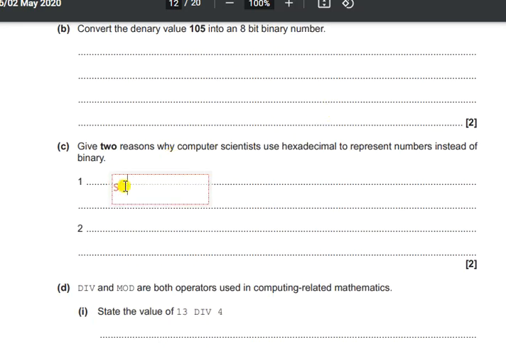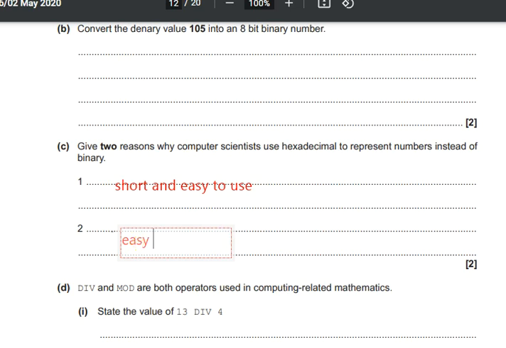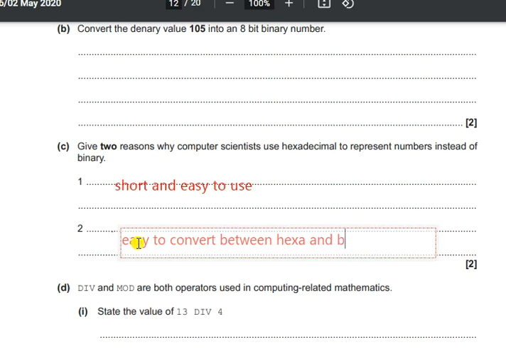One reason is it is short and easy to use, and another reason is it is easier to convert between hexa and binary. So these are the two reasons. Apart from this, you can also say that hexa is easier to communicate because it is easier to tell a 4-digit code rather than a 32-digit code. So that way it is easier.